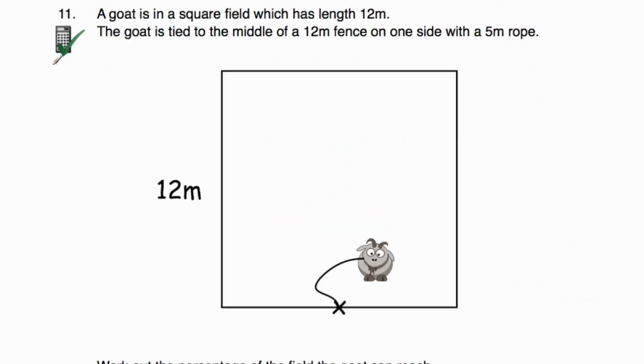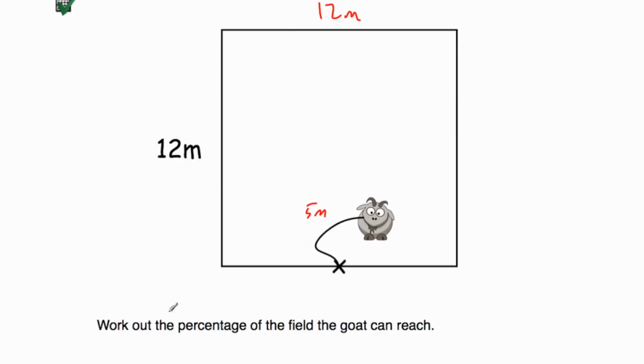Okay, question number 11. So question number 11 says a goat is in a square field. So we've got this square field. It's got a width of 12 meters. It must have a length of 12 meters as well. So it's a 12 by 12 field because it's a square field. And the goat is tied to the middle of a 12-meter fence on one side with a 5-meter rope. So this is a 5-meter rope. And we've been asked to work out the percentage of the field that the goat can reach.